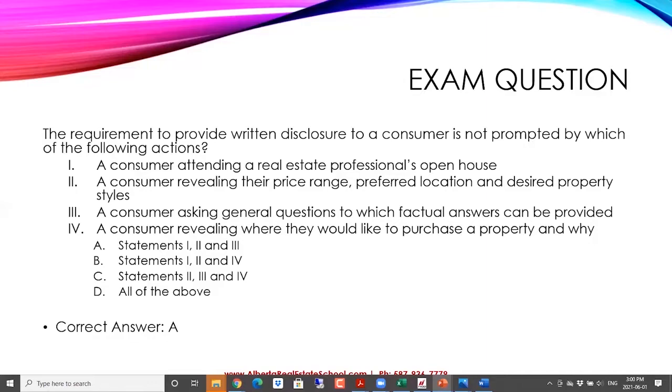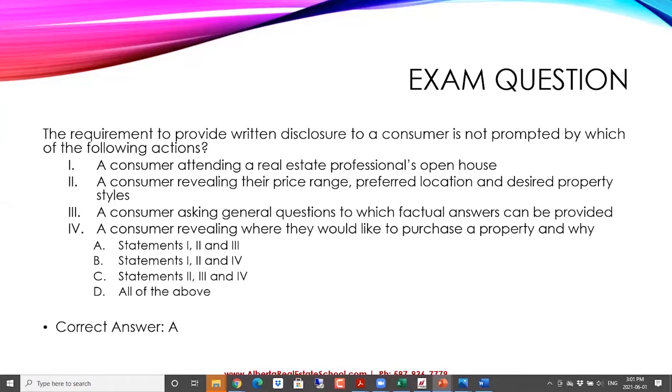or as soon as they reveal the confidential information, we have to tell them that we are working for the seller. So if you're doing an open house, then we don't have to disclose if they're not disclosing any confidential information to us, or they're just giving us general information, or we are providing them general information, we're not required to do the written disclosures.